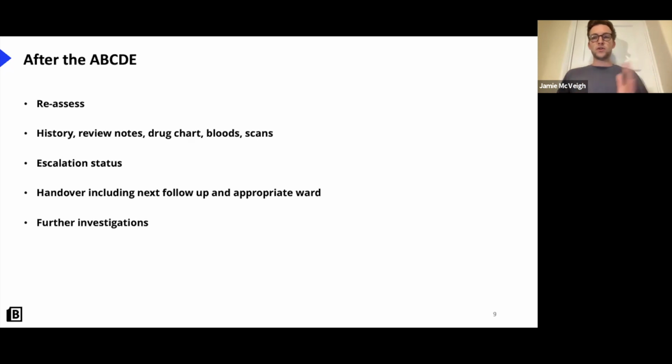And once you've got all this, it's really useful to have when you're handing over to a registrar, or to your senior. It could be your SHO, your registrar, could be the anaesthetist, okay? And it all depends on how unwell the patient is.